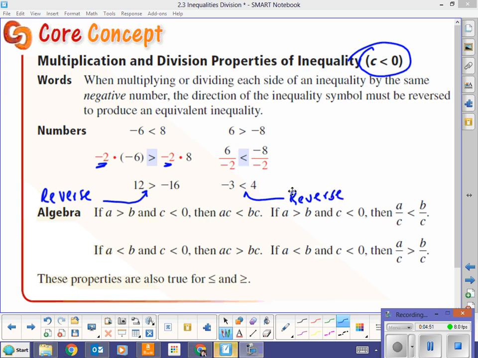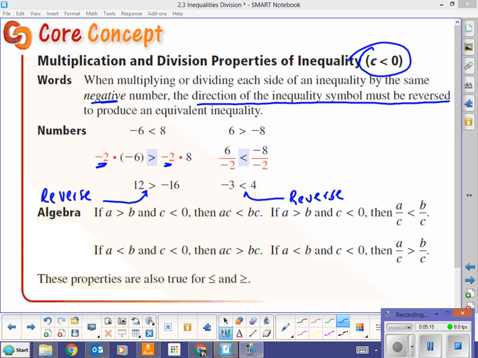Because what happens when we multiply or divide by a negative number? We get the opposite. So now we kind of flip the number line backwards. So in order to make this a true statement, we have to flip our inequality symbol around. Okay, so when multiplying by the same negative number, the direction of the inequality symbol must be reversed.